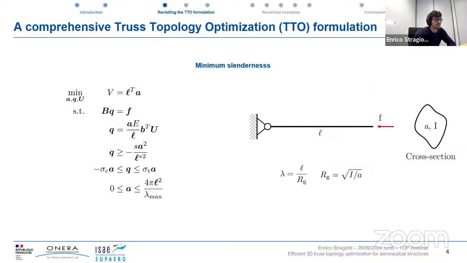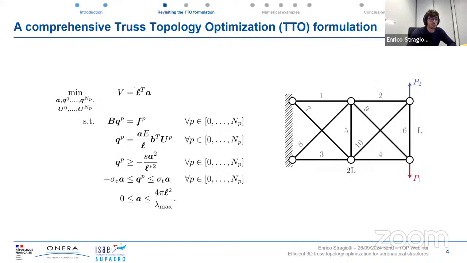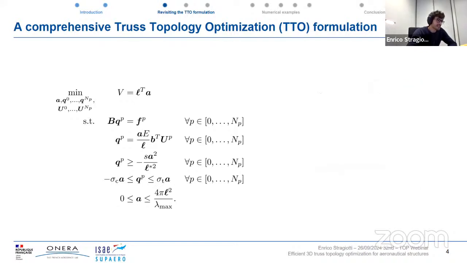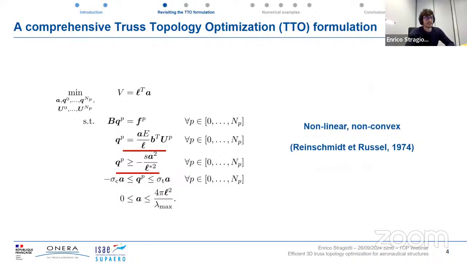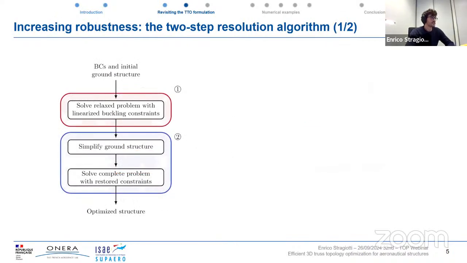This formulation then has been modified to take into account the multiple load cases. So as in this example, we want the structure to take concurrently the load P1 and the load P2. And the problem with this formulation is that it is in general non-linear and non-convex. So as Helen already explained to us, we have a lot of problems with local minima. It is for this reason that the main contribution of this paper is, as Helen already suggested, to propose a two-step resolution algorithm.